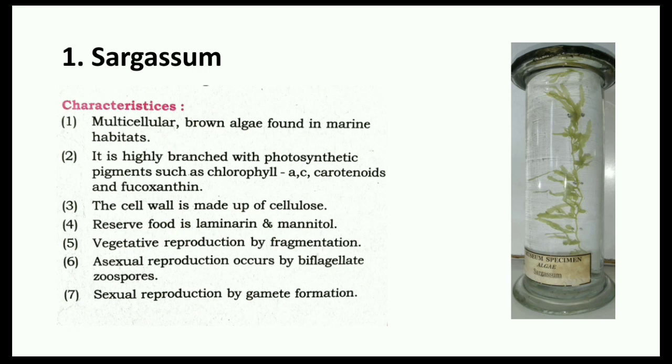Then sexual reproduction is carried out by gamete formation. So the gamete formation is the same process as we see in androecium and gynoecium, where androecium produces the male gamete and gynoecium produces the female gamete. Both fertilize and give rise to a new diploid organism.